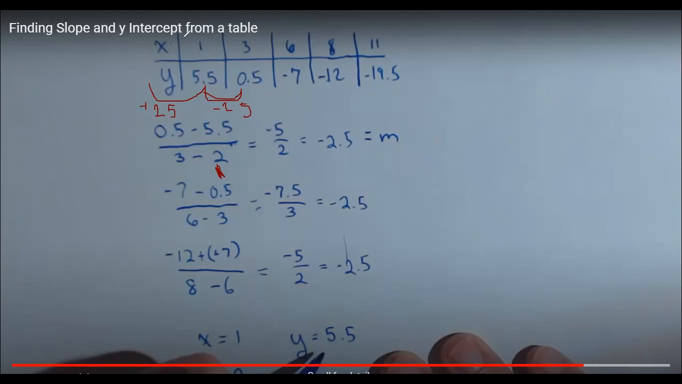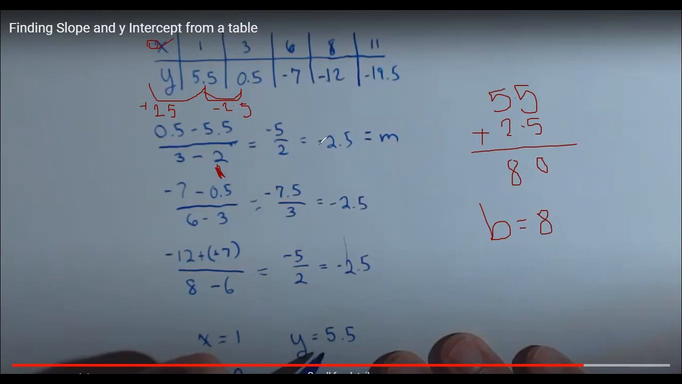Then the y-intercept is when x equals 0. So we imagine that I'm going to add one column here to make x 0, and then I have to add 5.5 plus 2.5. So the answer will be equal to 8. So the y-intercept in this question will be equal to 8.